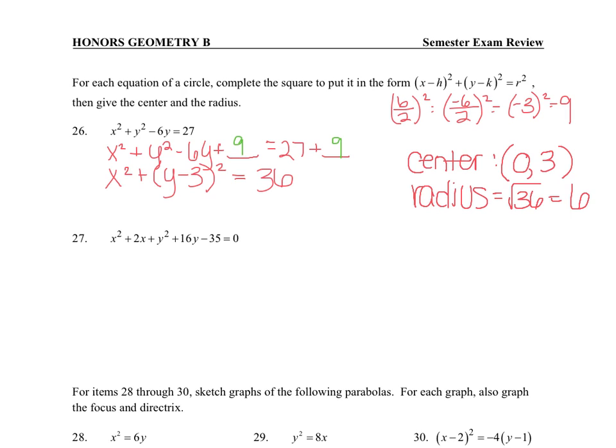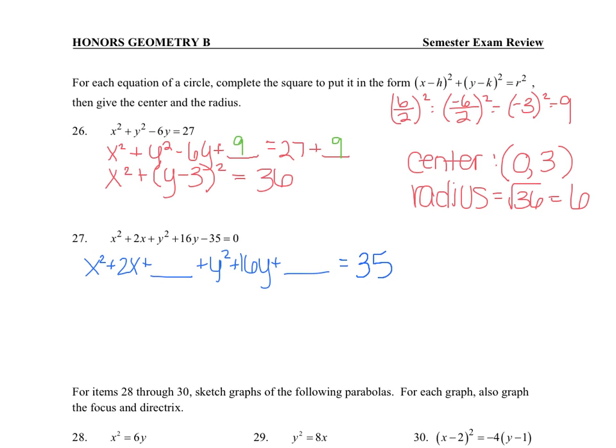For 27, I need to complete the square for both x and y. So I'm going to have x squared plus 2x plus something plus y squared plus 16y plus something. Now this negative 35 here, I'm not going to use it for completing either of these squares. So I'm going to add 35 to both sides, and 0 plus 35 is 35.